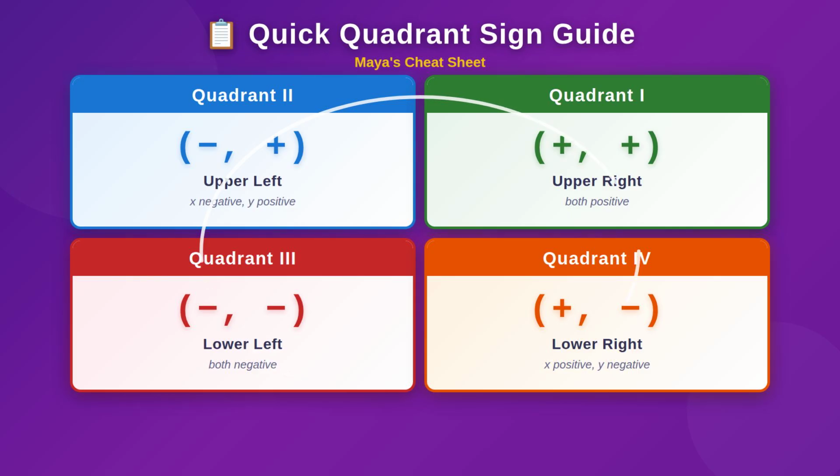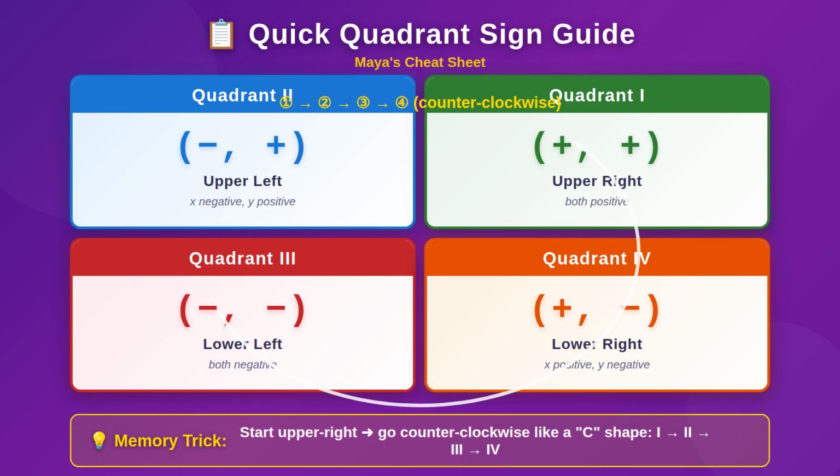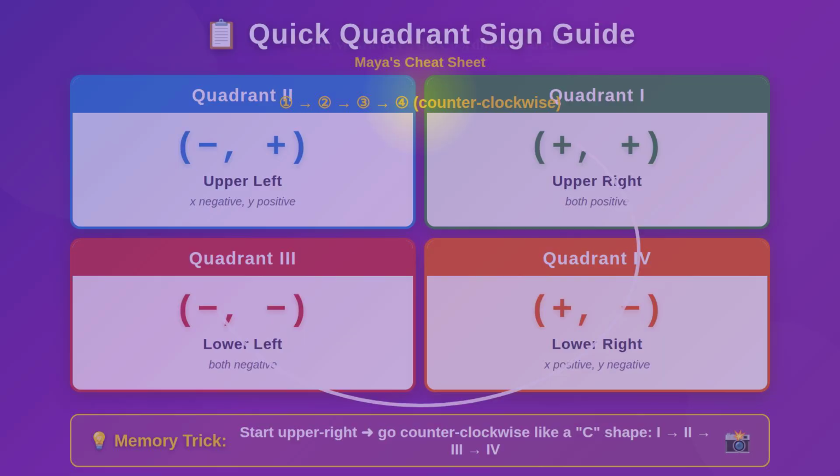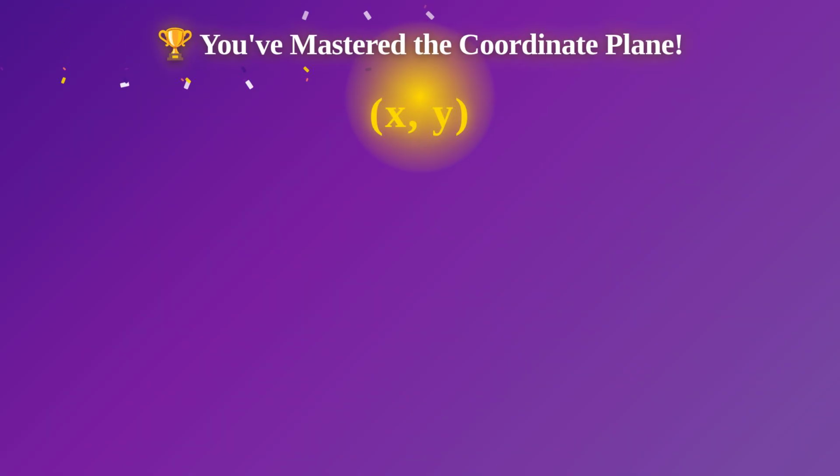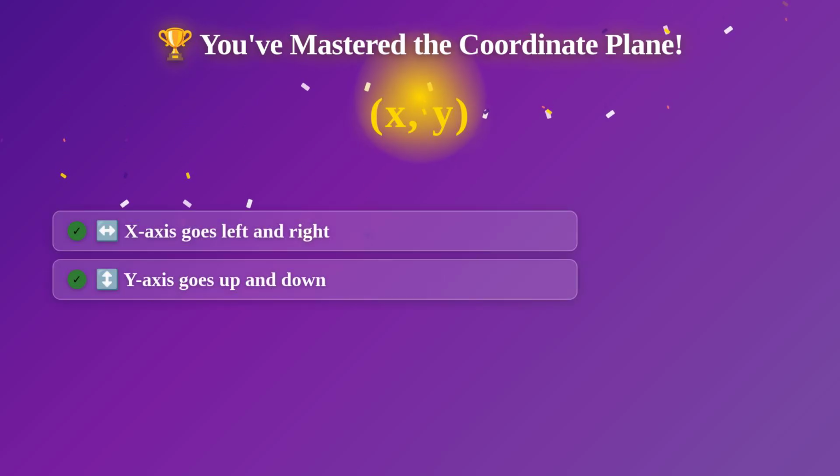Here's Maya's cheat sheet, your quick reference guide for all 4 quadrants. Quadrant 1, upper right, both x and y are positive. Quadrant 2, upper left, x is negative, y is positive. Quadrant 3, lower left, both are negative. Quadrant 4, lower right, x is positive, y is negative. A fun trick to remember the order: start in the upper right and go counterclockwise, like a C shape. Quadrants always go 1, 2, 3, 4 in that rotation. Screenshot this slide. It's a great study tool.